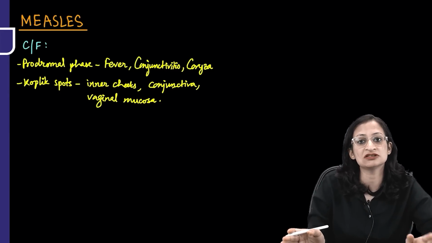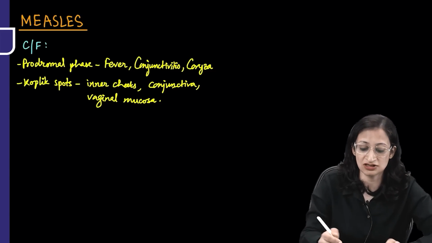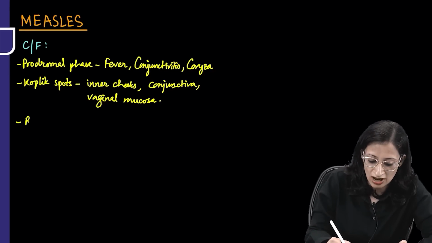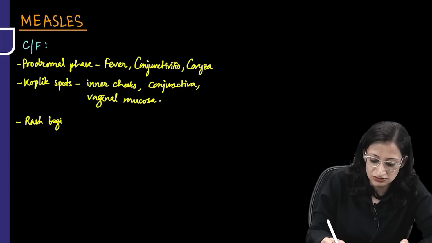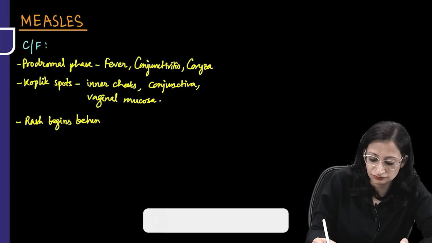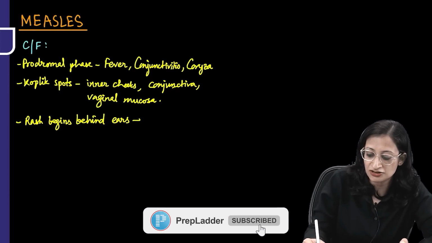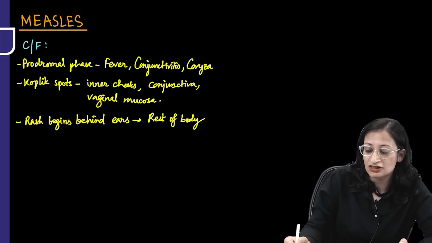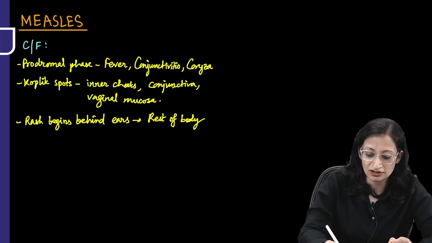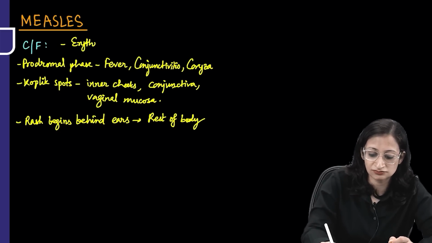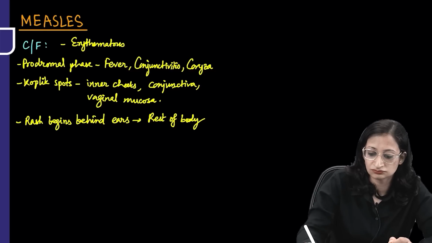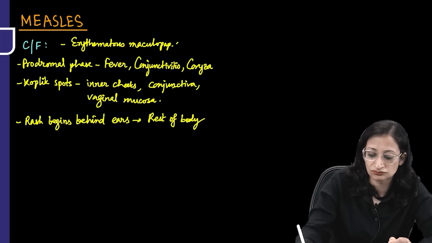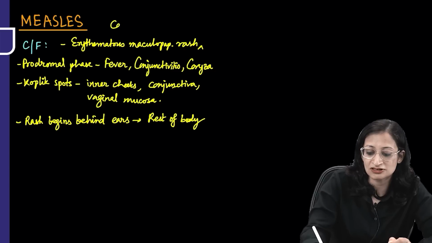The rash of measles typically begins from behind the ears and then spreads downwards to the rest of the trunk and the rest of the body. It is an erythematous maculopapular rash, which is confluent at places.